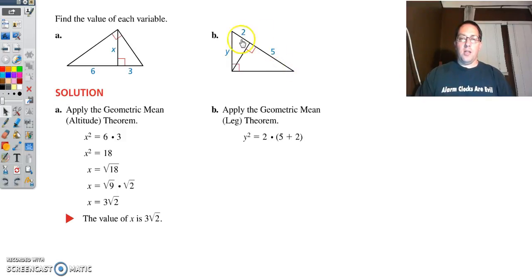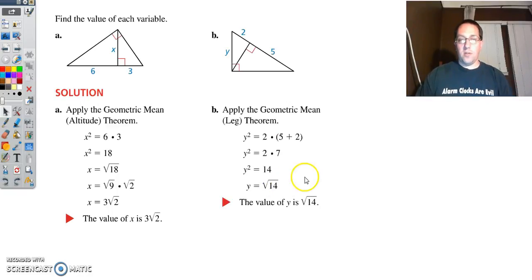All right? And that's what people forget. It's to the entire hypotenuse. So we have y squared equals 2 times 5 plus 2, or 2 times 7, right? So 2 times 7 is 14. Square root of 14 is, yep, that doesn't simplify, so that's just the square root of 14.